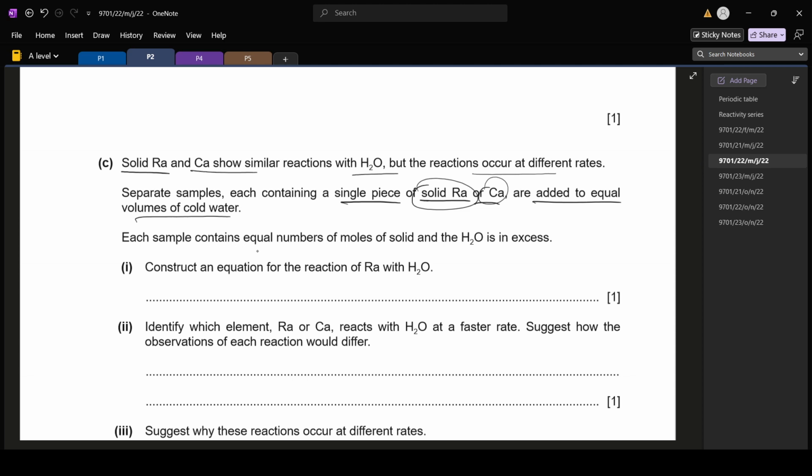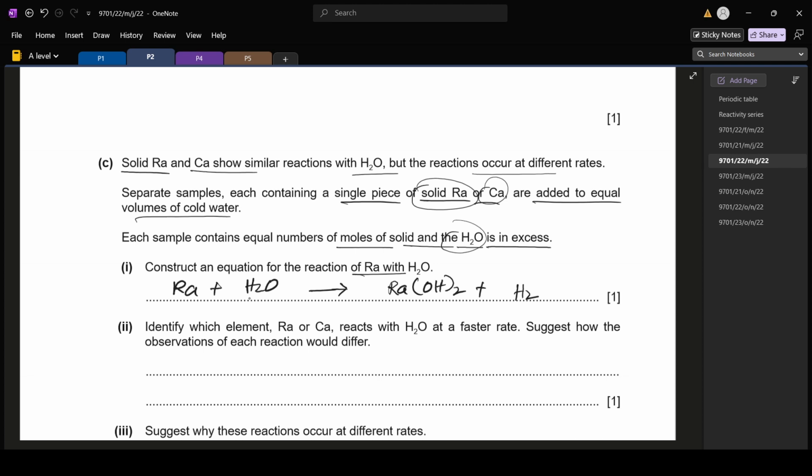Each sample contains an equal number of moles of solid and water is in excess. Construct an equation for the reaction of radium with water. When radium or other group 2 metals react with water, they form hydroxides. So this will form radium hydroxide plus hydrogen gas.